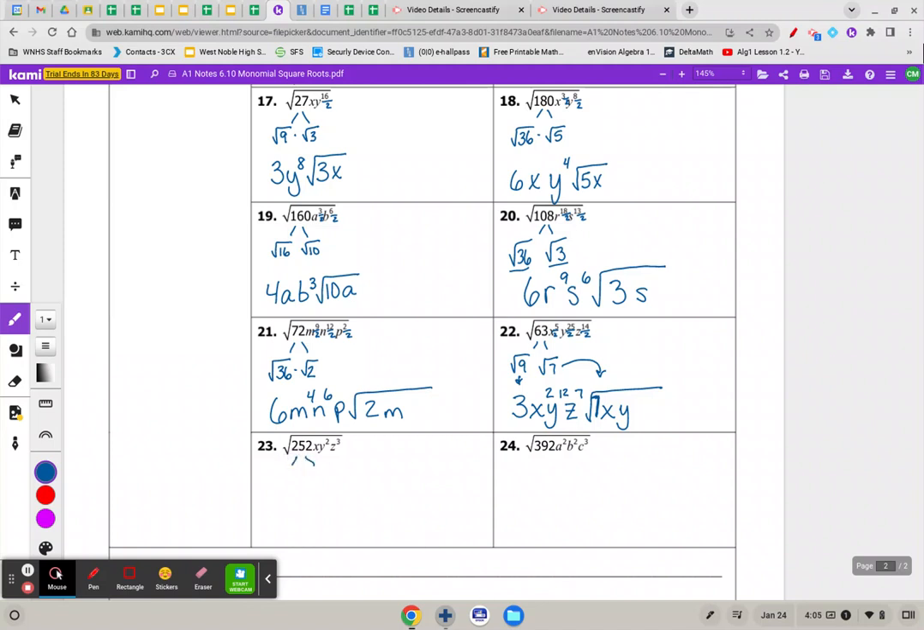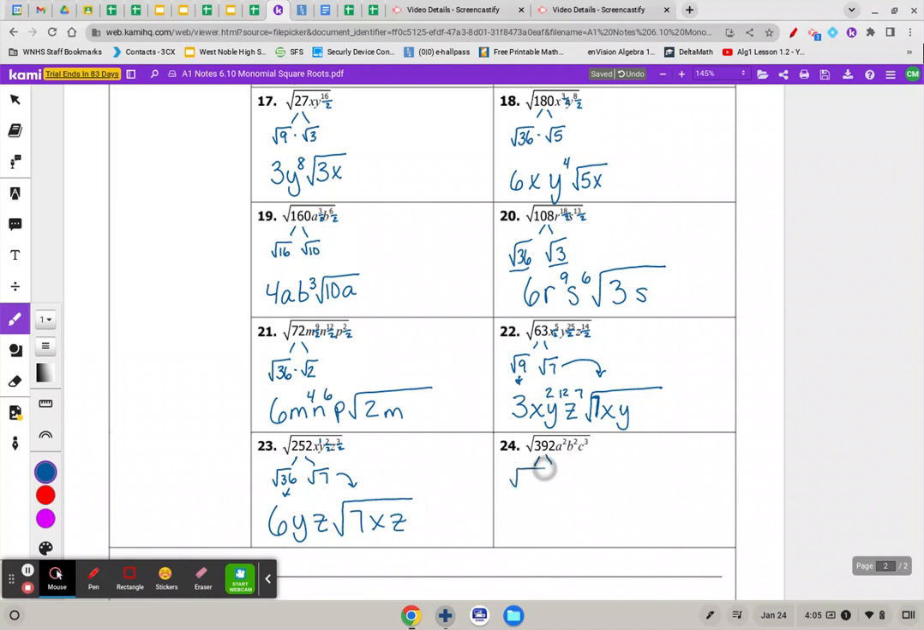The square root of 252 splits into 36 and 7. X to the first cannot reduce any, so it will stay inside the radical. Y to the second can just pull out a 1, and z to the third can also pull out 1z. So we have 6yz. 6 comes from here. Square root, we got to bring the 7. And we've got an x and a z left over.